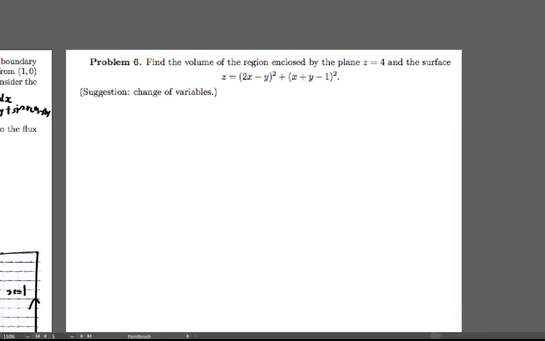Find the volume of the region enclosed by the plane z equals 4 and the surface z equals (2x minus y) squared plus (x plus y minus 1) squared. Suggestion: change of variables. Well, obviously I have the picture, but it's not really going to help you a lot. So, how would you actually compute the volume of this region?